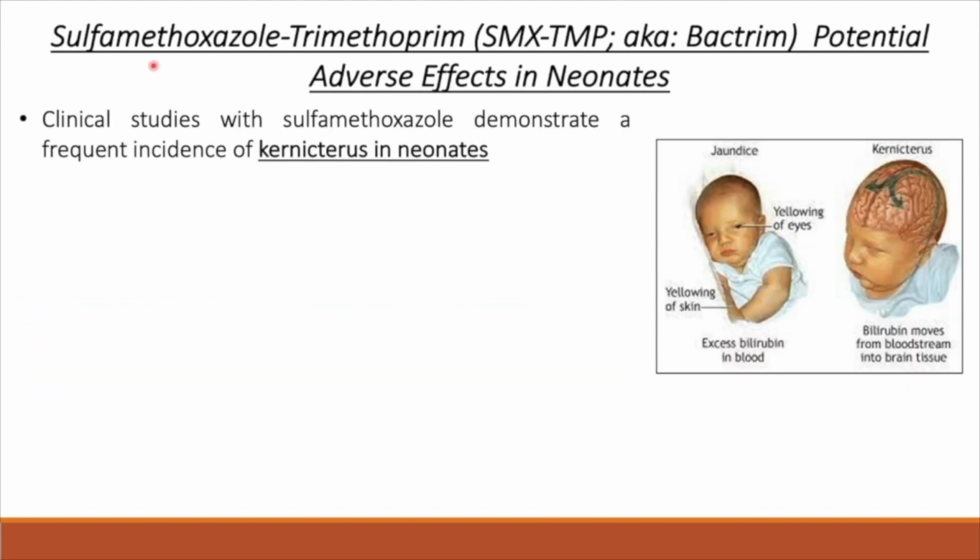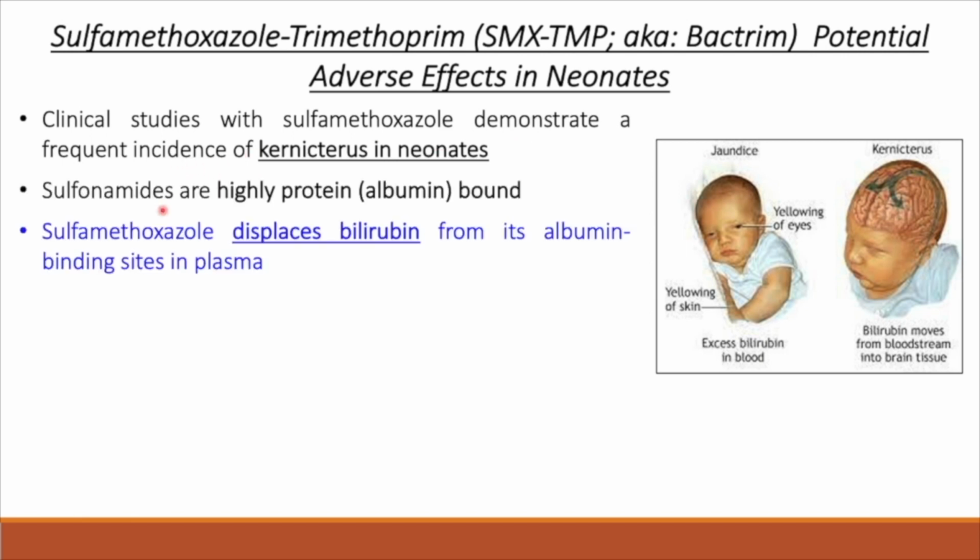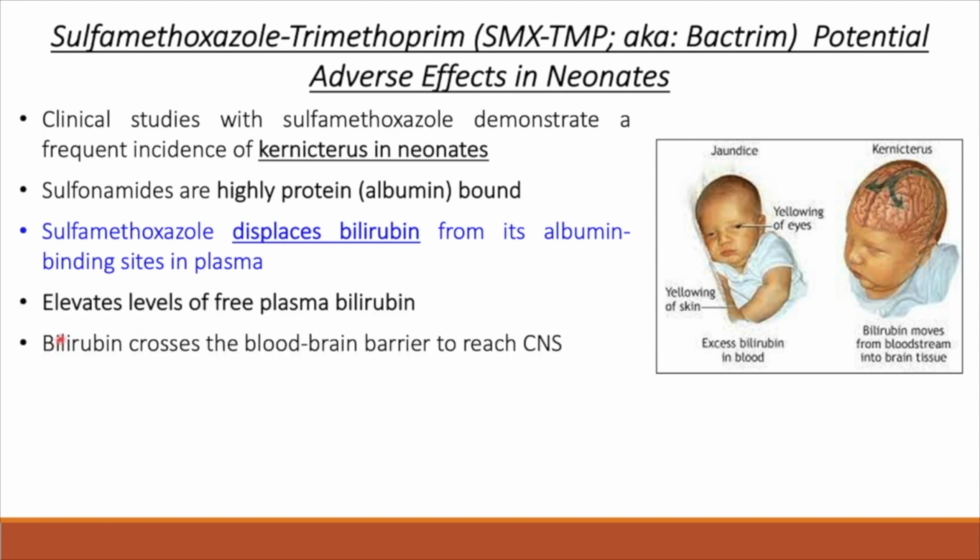This combination of sulfamethoxazole and trimethoprim, which you sometimes see as SMX-TMP, also called Bactrim, has certain potential adverse effects in neonates. In particular, sulfamethoxazole demonstrates a frequent incidence of kernicterus. Sulfonamides are highly protein-bound to albumin. Sulfamethoxazole displaces bilirubin from its albumin binding sites in plasma, and when elevated levels of free plasma bilirubin occur, it crosses the blood-brain barrier to reach the central nervous system.